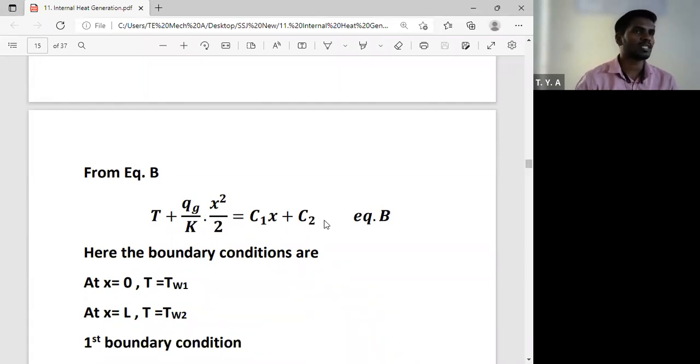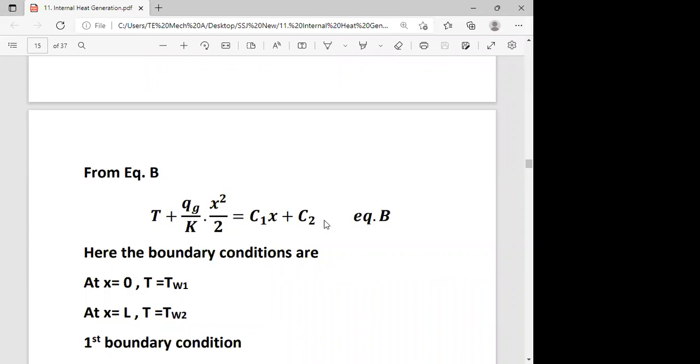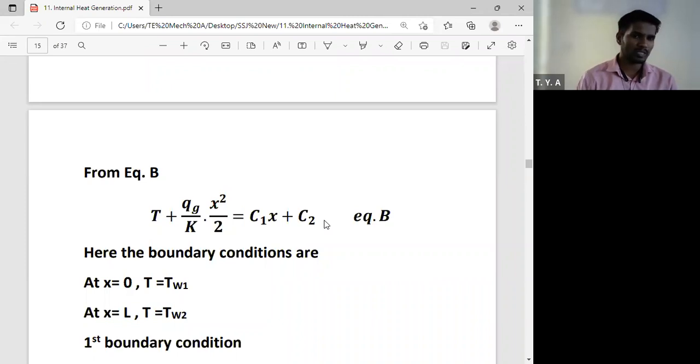X is equal to 0 असताना टेम्परेचर TW1 आहे, आणि x is equal to L असताना टेम्परेचर TW2. ओके, so use these boundary conditions and find out the value of C1 and C2. Okay, boundary conditions is the change होणार आहे.